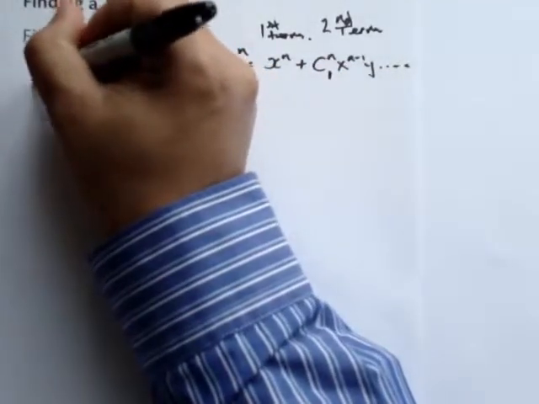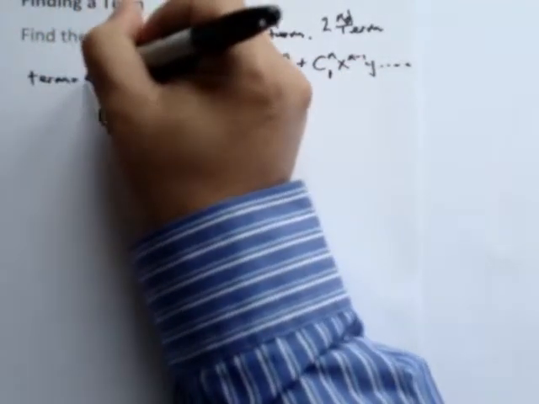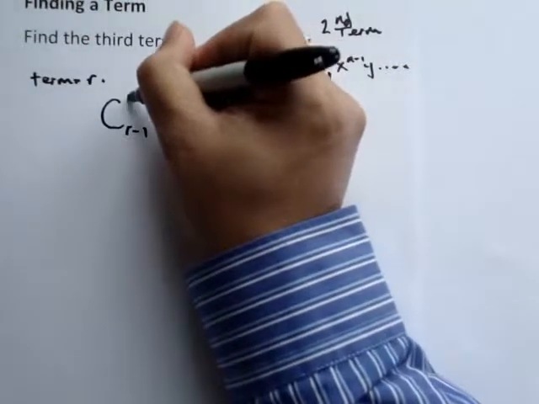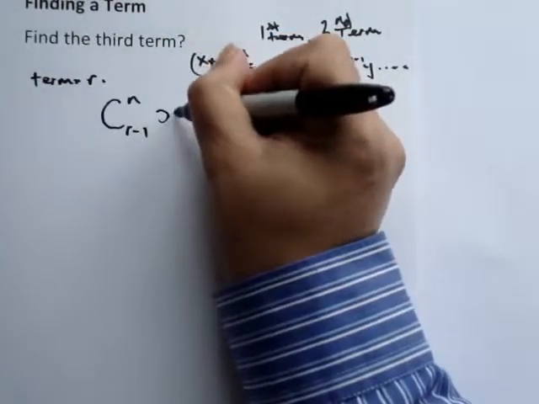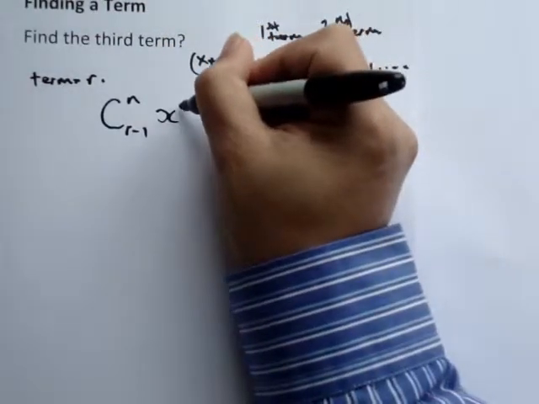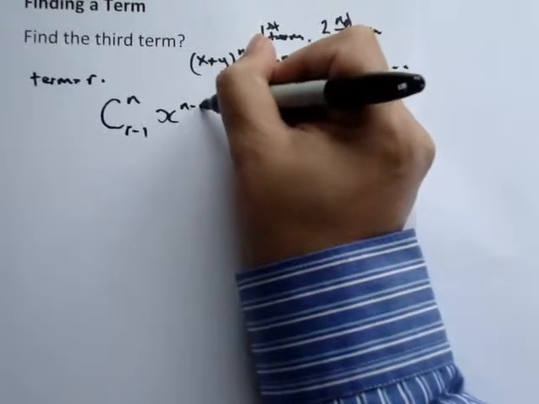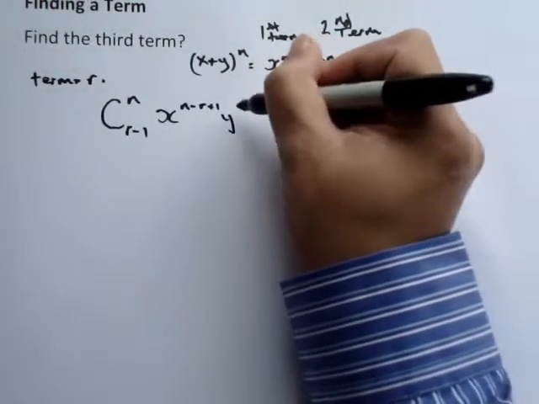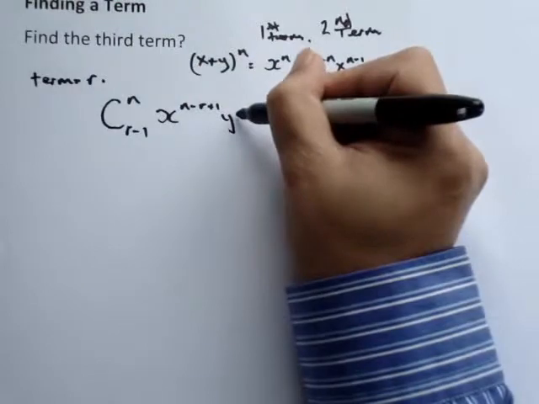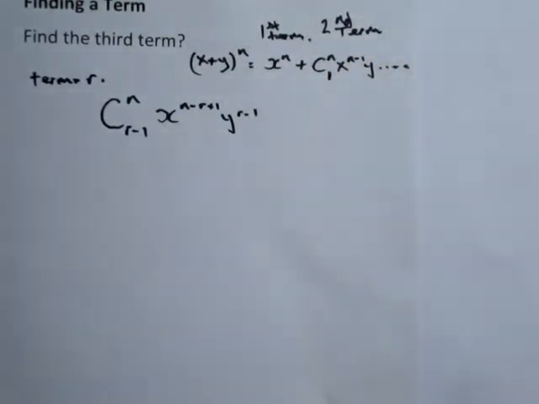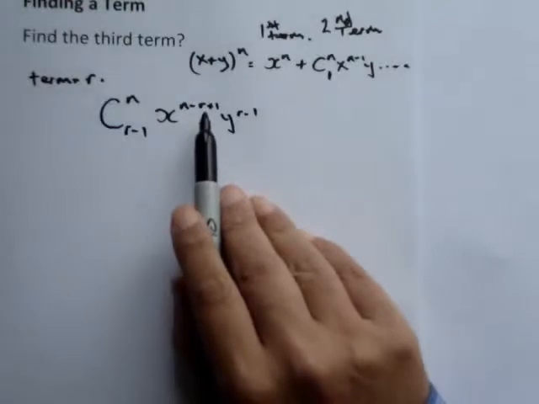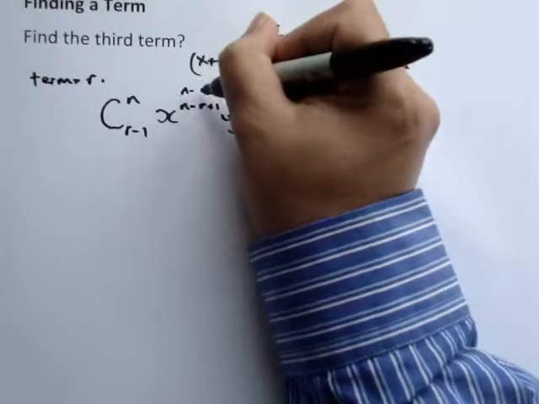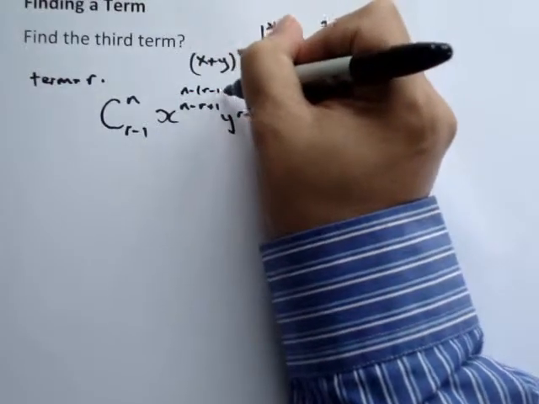if the term is r, then we get nC(r minus 1), and x would be n minus r plus 1, and then the y will be the same as this, which is r minus 1. So this x we can sometimes think of as n minus (r minus 1).